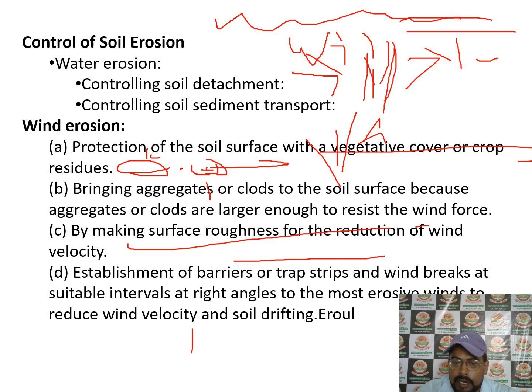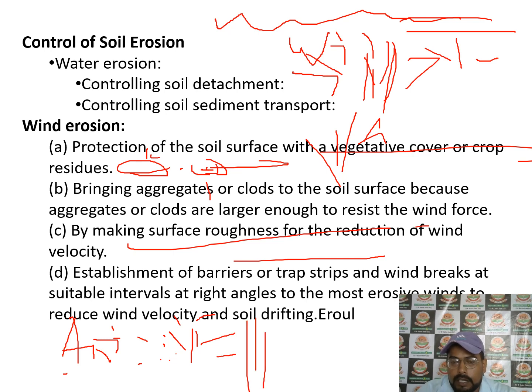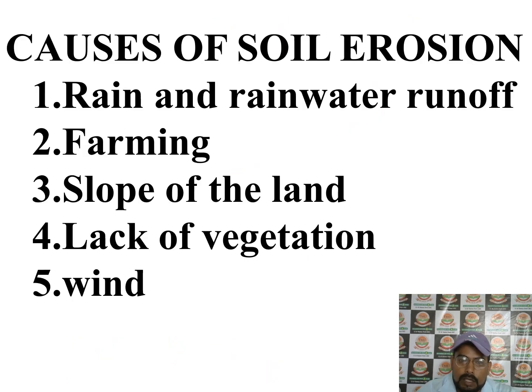Barriers mean growing plants in the direction of the movement of air. Growing the plants creates an environment that decreases the intensity and reduces the erosion by the air. Now, the causes of soil erosion. These are the major factors like rain or raindrops and runoff. The first is rain and rainwater runoff.